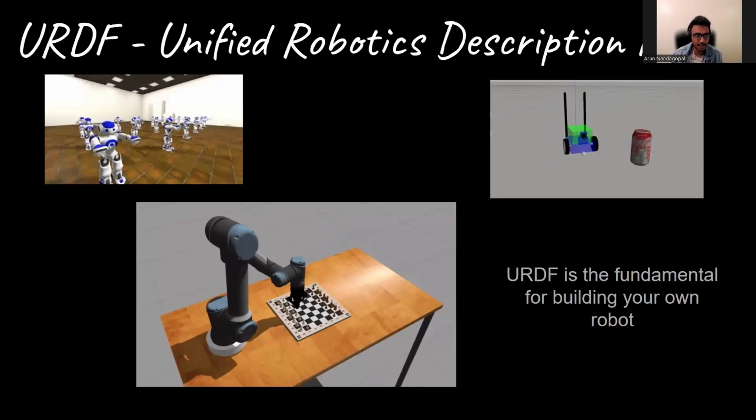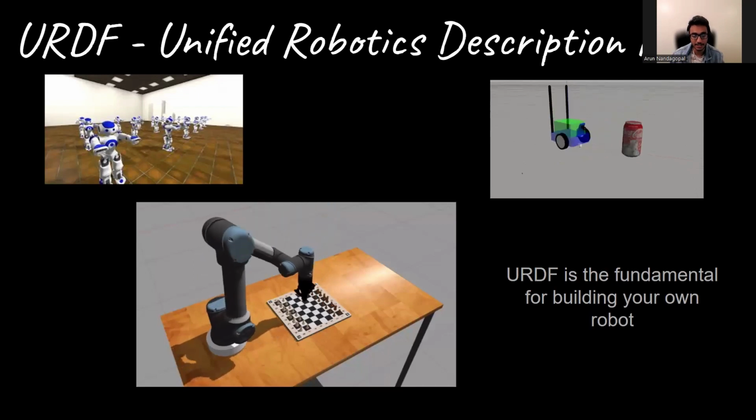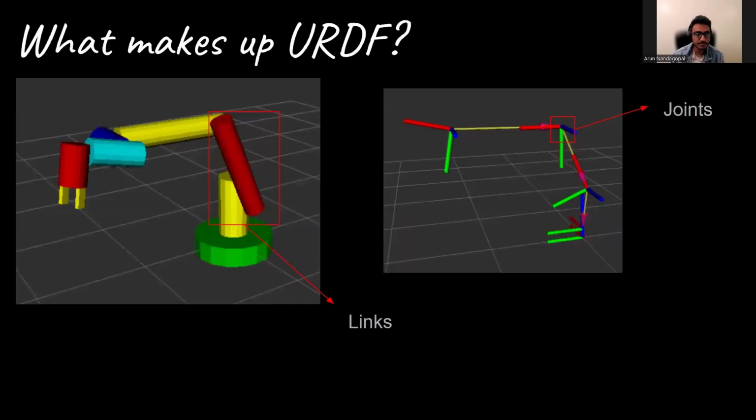So any robotic application which you see on the screen, which is being simulated, needs a URDF file, because that is the one which represents what are the links and what are the joints. And if you want to build your own robot, learning URDF is the first step towards that goal. So what makes up URDF? Basically two things. One is the link, and another one is the joint.